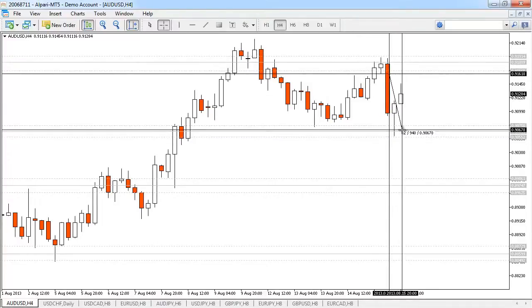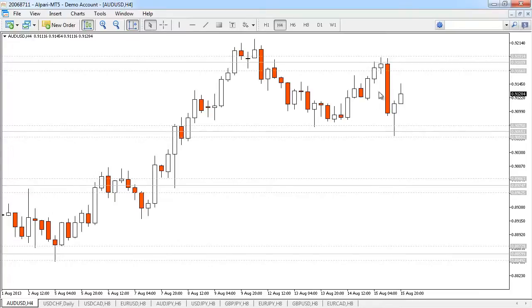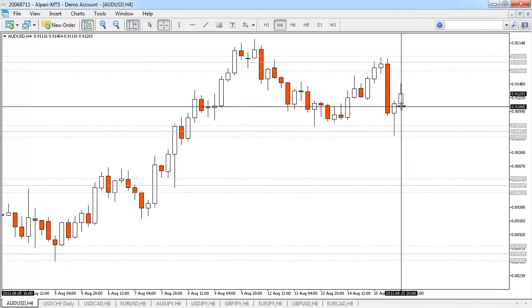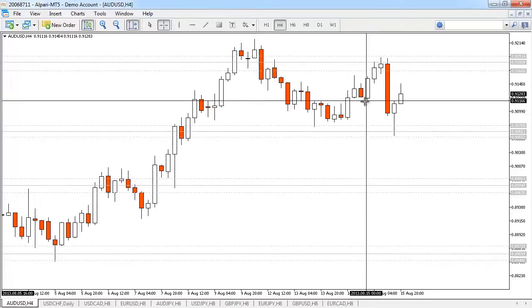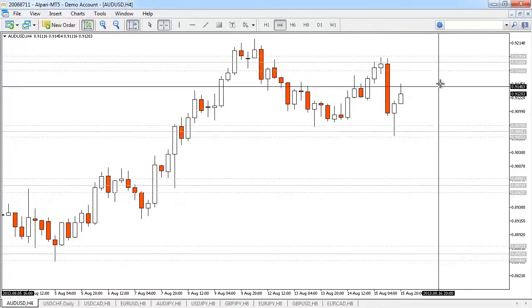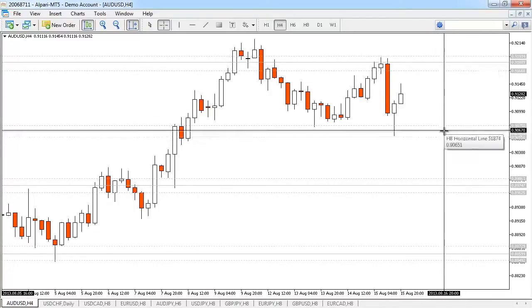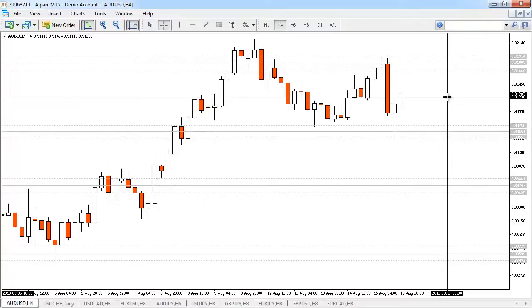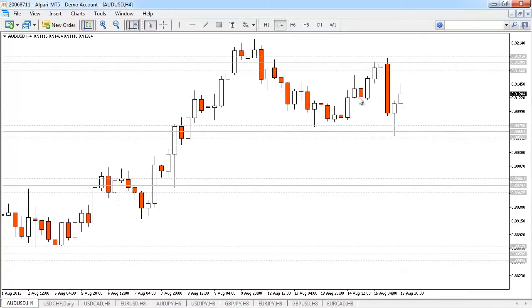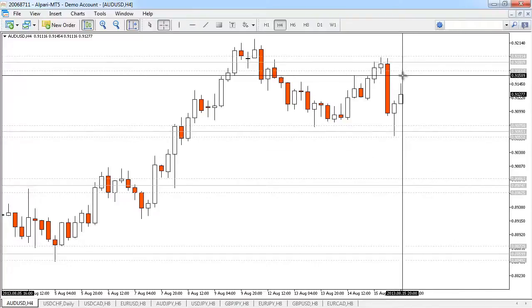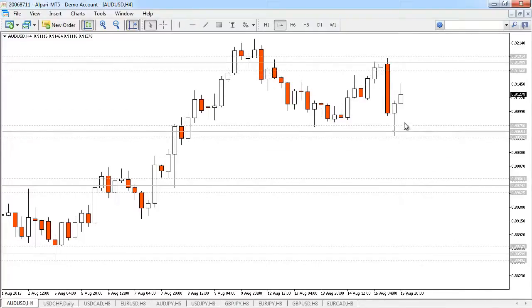Entry was here, and the target was down here at the support area. I could also split this position into two. Sometimes I do that. I'll take out half my profit around about halfway into the space between the resistance and support areas, roughly here. Then I'll take my second target down here. This could have been traded either way, but today the target was just down here at the next support area.